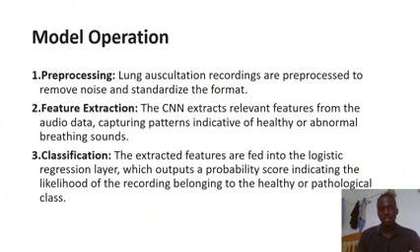The first is preprocessing, then feature extraction, and classification. In preprocessing, lung auscultation recordings are preprocessed to remove noise and to standardize them into the required format. The second is feature extraction. Here the CNN, the convolutional neural network, extracts the relevant features from the audio data, capturing patterns indicative of healthy or abnormal breathing sounds. Then classification: finally, the extracted features are fed into the logistic regression layer, which outputs a probability score indicating the likelihood of the recording belonging to either the healthy or pathological class.